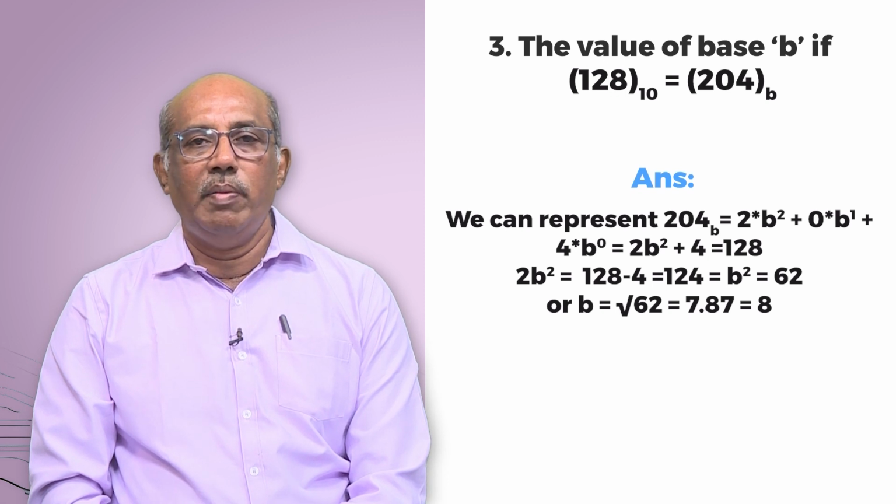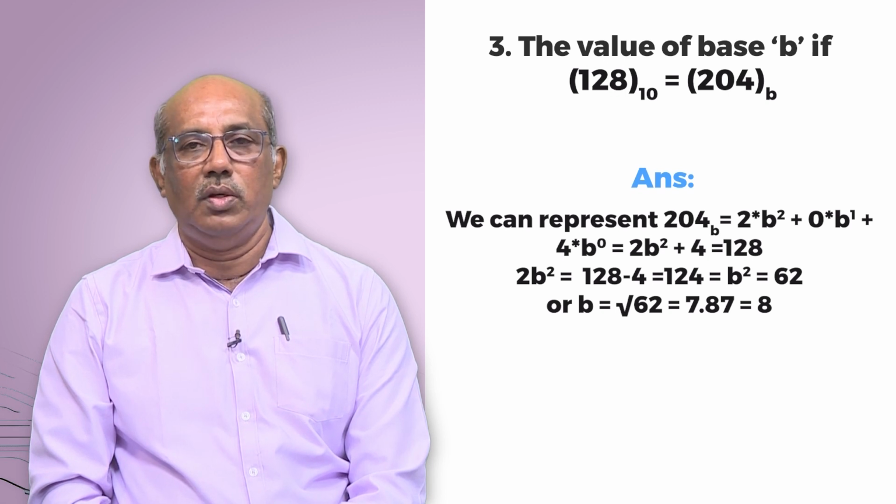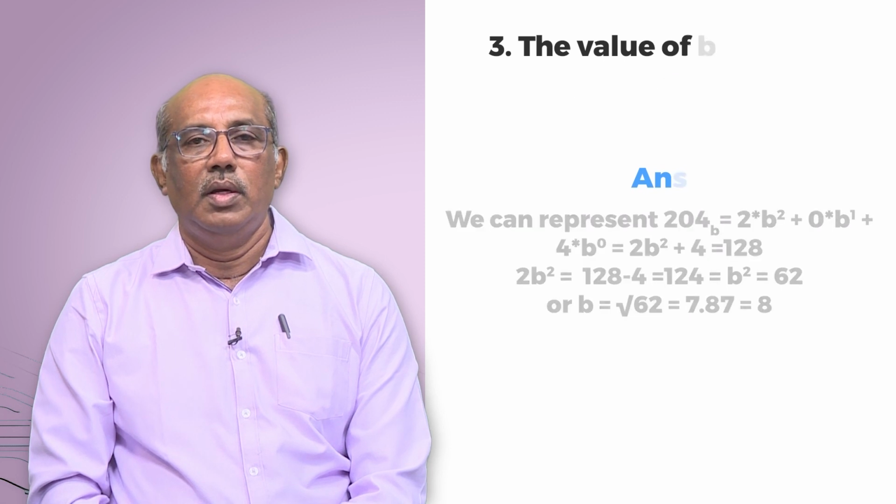Now, we do the arithmetic manipulation, we get 2b square is equal to 128 minus 4, that is equal to 124, or b square is equal to 62, or b is equal to 7.87, or we can say that the value of base b is equal to 8, or it is an octal number system.